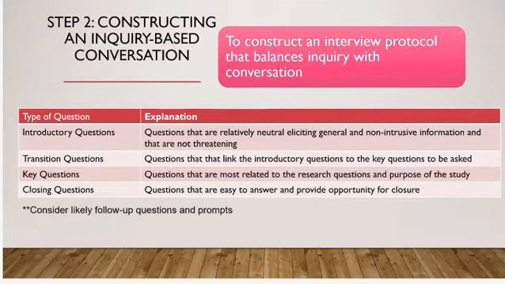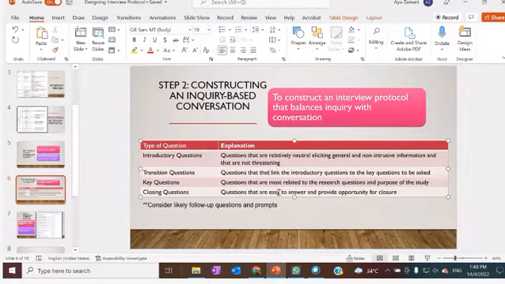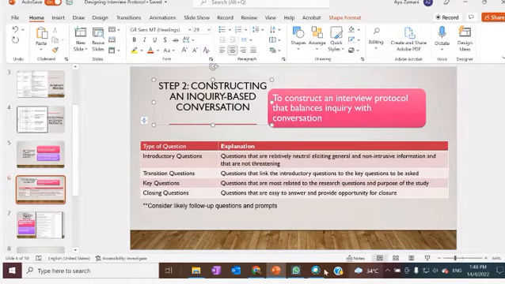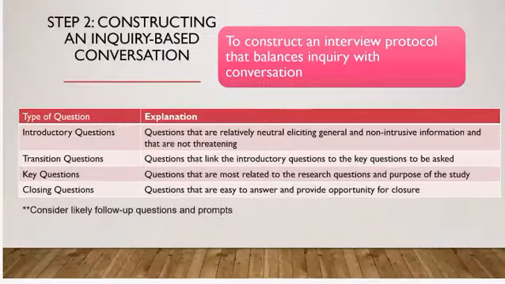And then the transition question. This is a question that links the introductory question to the key question to be asked. For example, I can ask, what are the best experiences using an electric vehicle? What are the bad experiences using an electric vehicle so far, and so on. So that is the transition question.